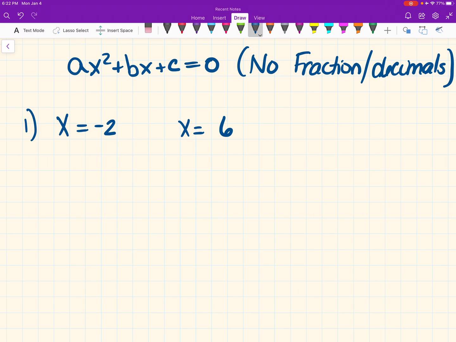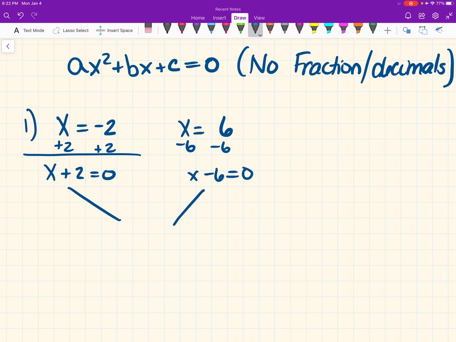So now we need these both to be equal to 0. So we can do the zero product property backwards. So we're going to go backwards and set them both equal to 0. Okay, now we bring them together and do x plus 2 and x minus 6 equals 0.